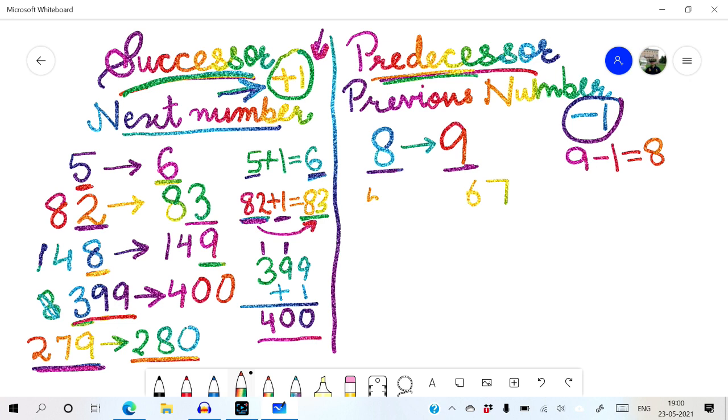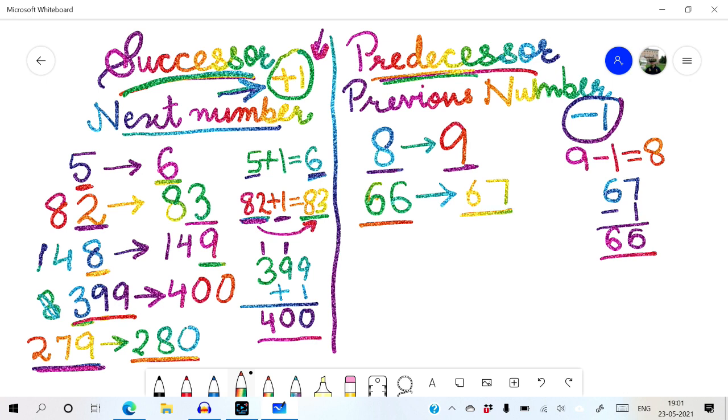67. Now we want to find the number previous to 67. We have to subtract 1 and we will get 66. Now 66 comes first and then 67 comes. Okay, let us see. 67 was the given number minus 1. 7 minus 1 is 6 and this 6 will come here. So the answer is 66. So 66 is the predecessor of 67.